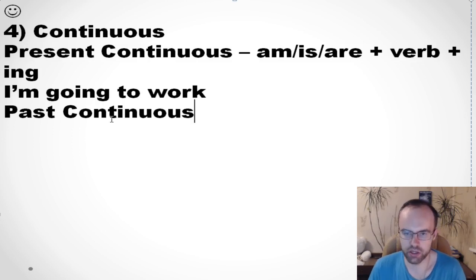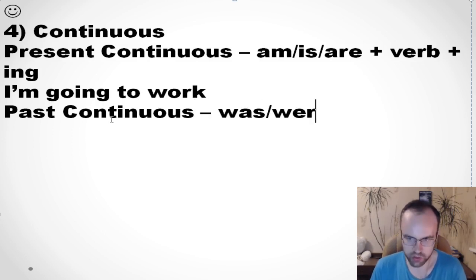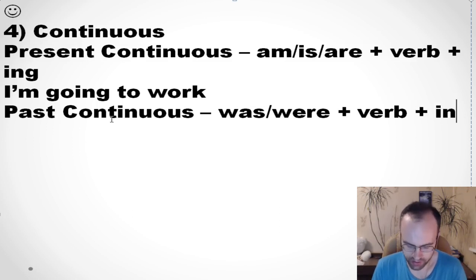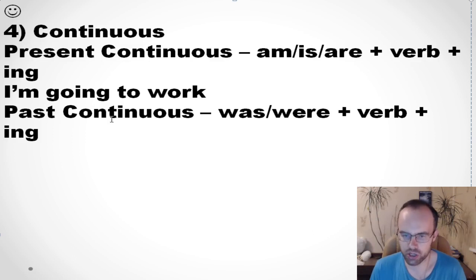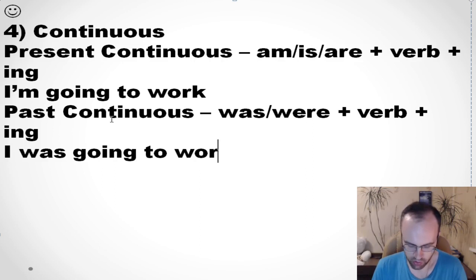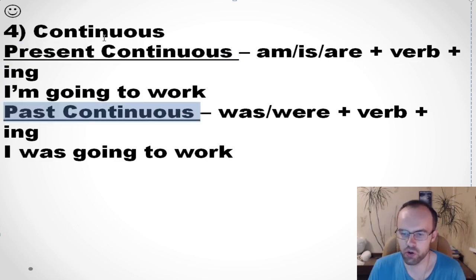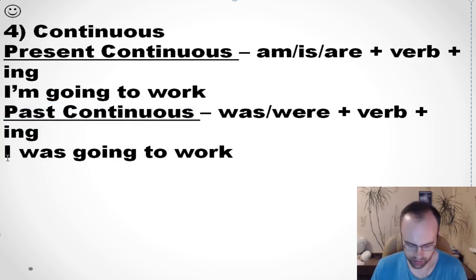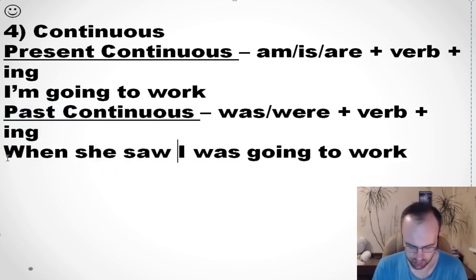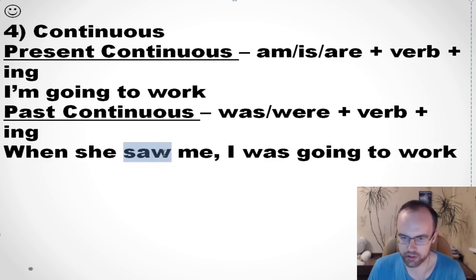Past continuous. Okay? How do we form it? Was plus verb plus ing. It's a long action in the past. So I, he, she, it was. I was going to work. We often use it in complex sentences, which consist of two parts. For example, when she saw me, I was going to work. So we often see the situation when there is one short action and one long action. I was going to work.